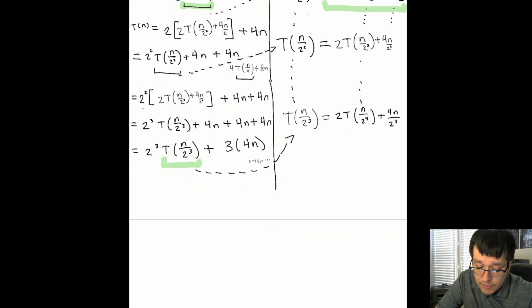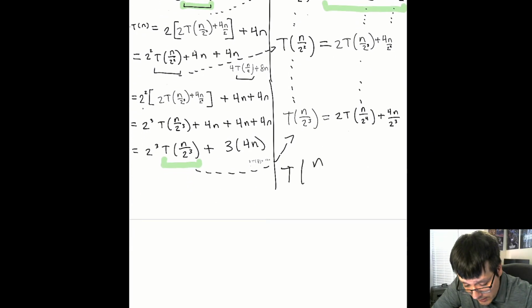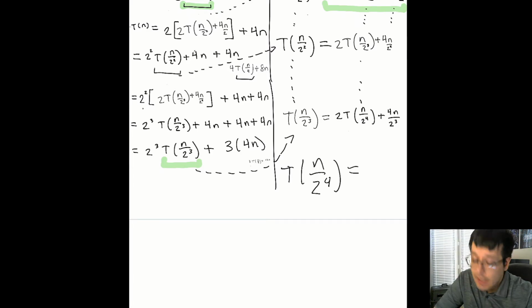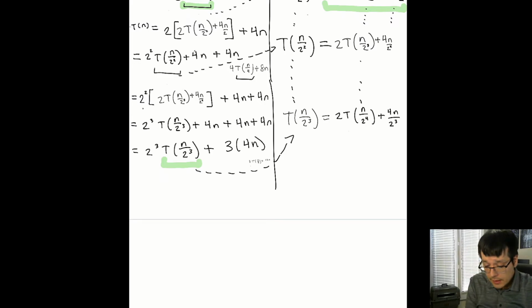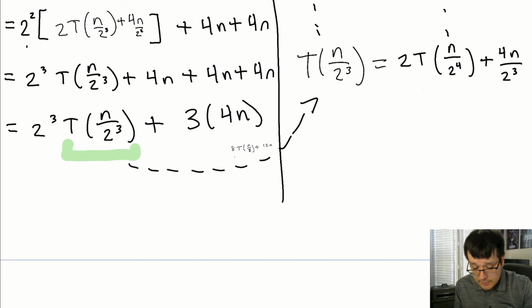So if I ask you right now what t of n, 2 to the 4 would be, then I'm pretty sure you would figure that out immediately. You would just be like, well, you increase the exponent by 1 and you call it a day, right? Cool. Same thing over here. What is this going to become now?